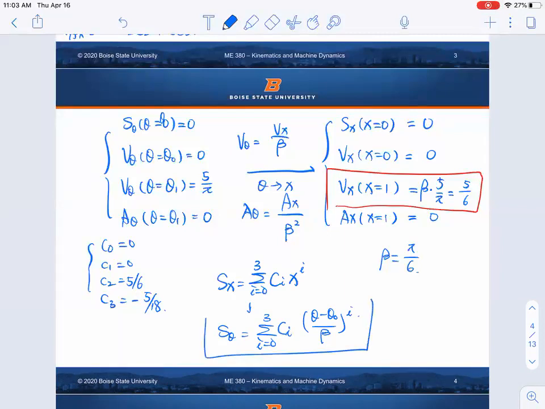Remember, this one is the one we need to find out. That's our design, so you cannot end it up in X domain. You have to transfer everything to theta domain. In the exam, you need to present this as your final solution. So why is this important? Because once we know the S theta, you can derive V theta. You can find your A theta.